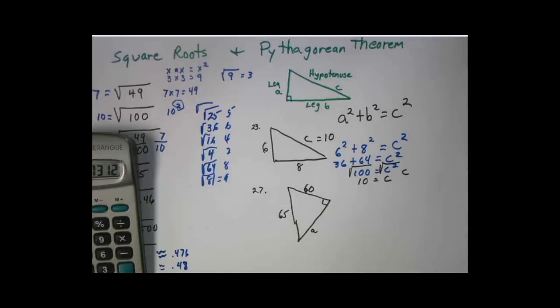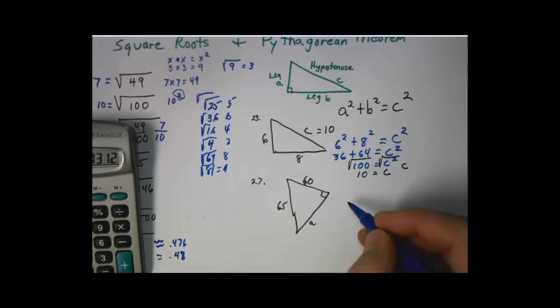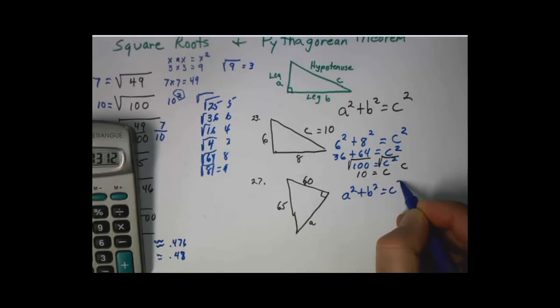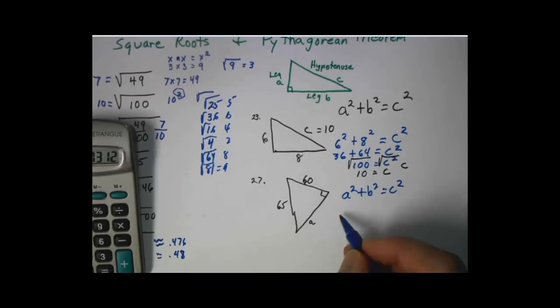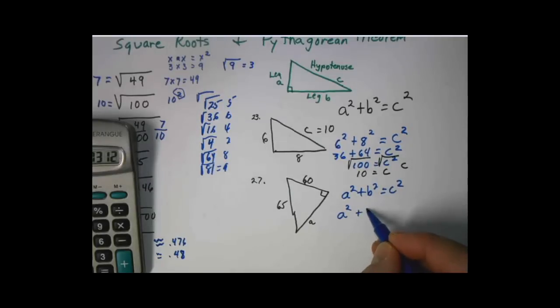Well, let's say that we're looking for a instead of c. How do we do those? Well, we do them basically the same way. We fill in what we know. So we take our formula again, a squared plus b squared equals c squared. I don't know a, so I'm going to leave that blank. They told me that b here was 60, so I'm going to do 60 squared, and then they told me that c was 65.